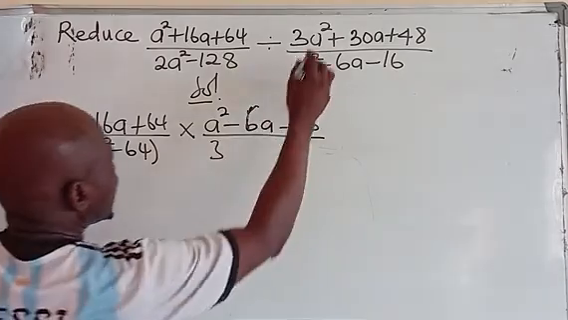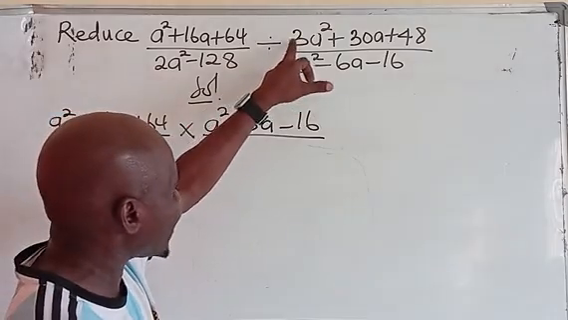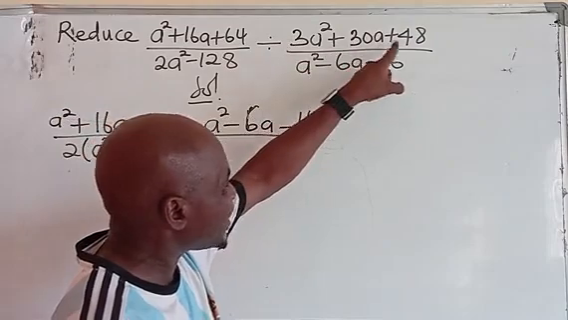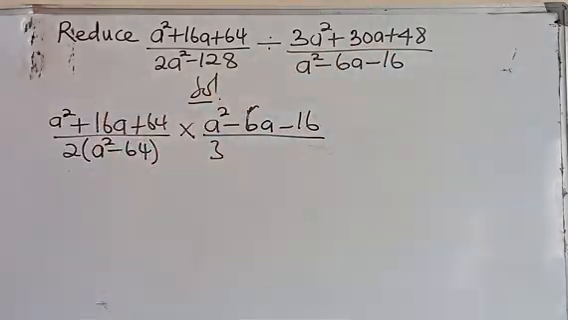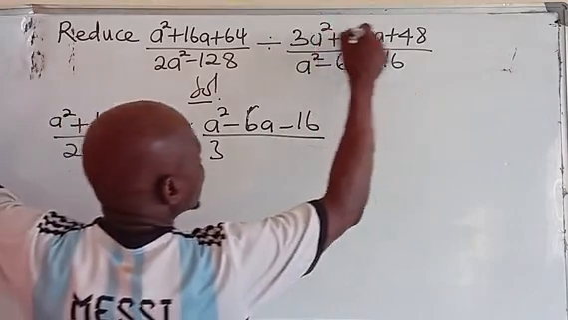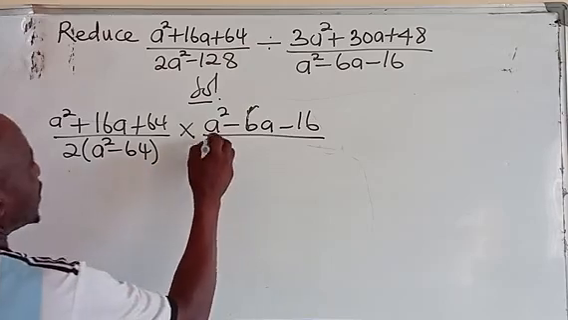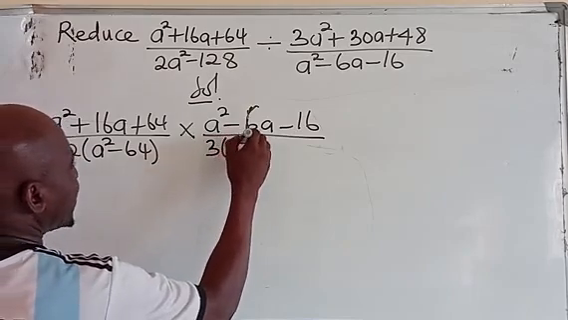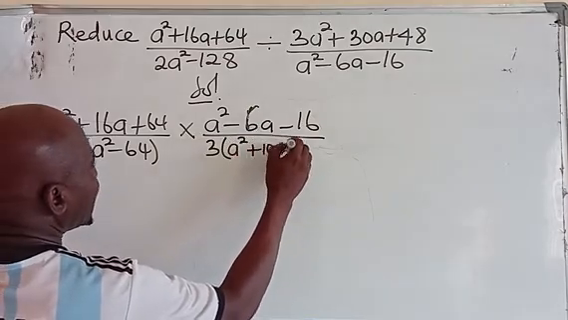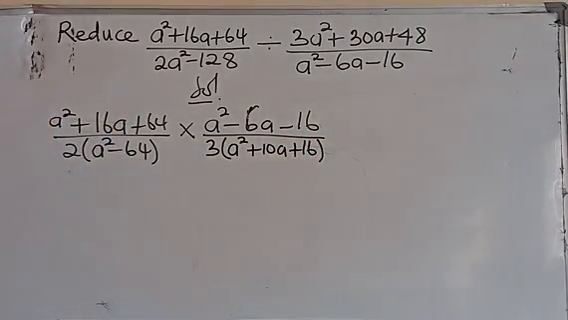3. Okay, this one too. Watching carefully, there's this 3a, this is 3 here, this is 3 times 10, this is 3 times 16. So I can use 3 to cancel everything here. So that gives me 3 into bracket a squared plus 10a plus 16, like this. Alright, so let's move on.